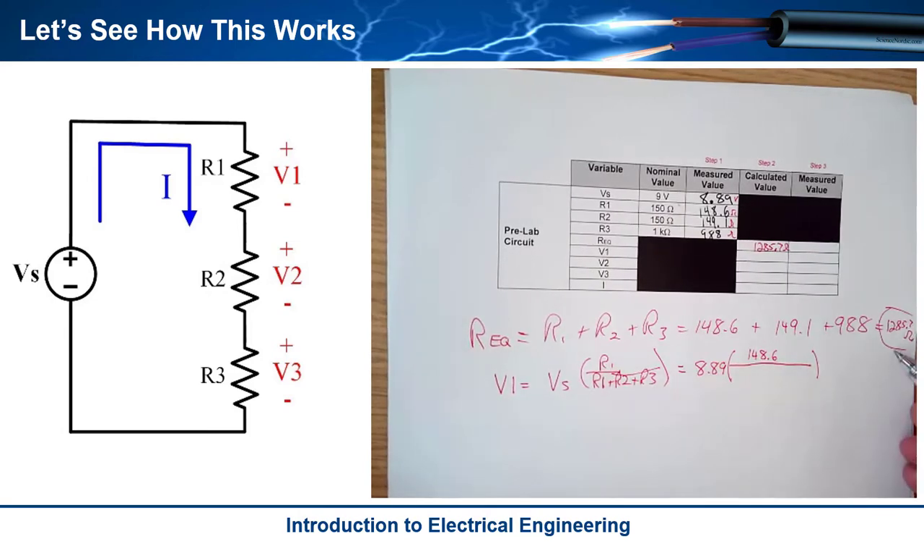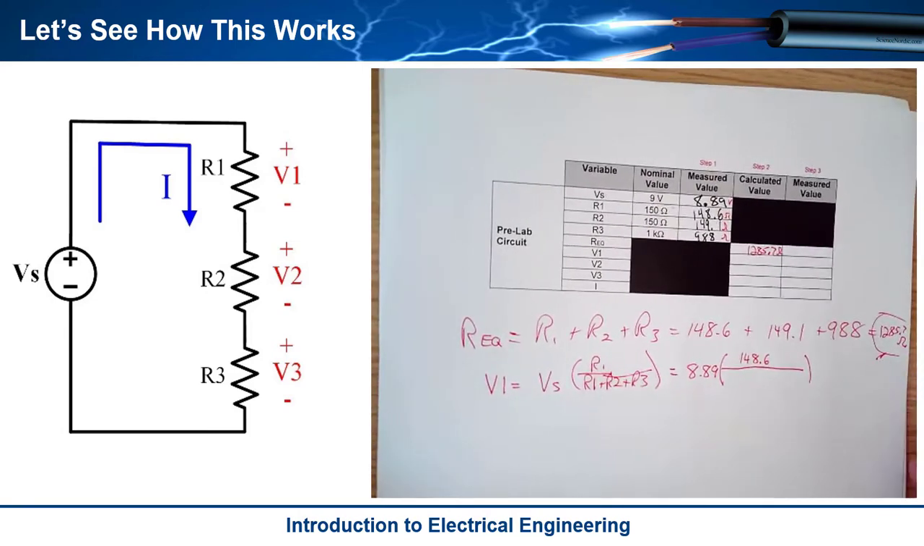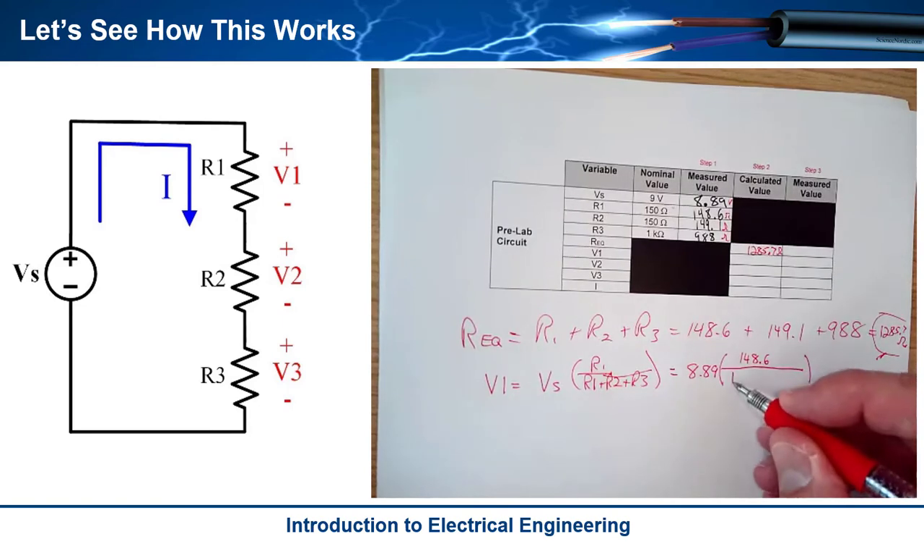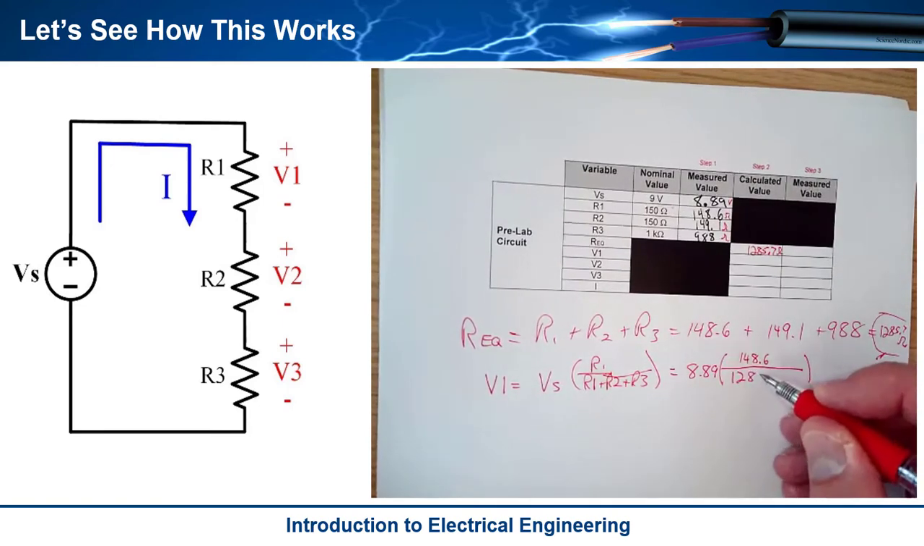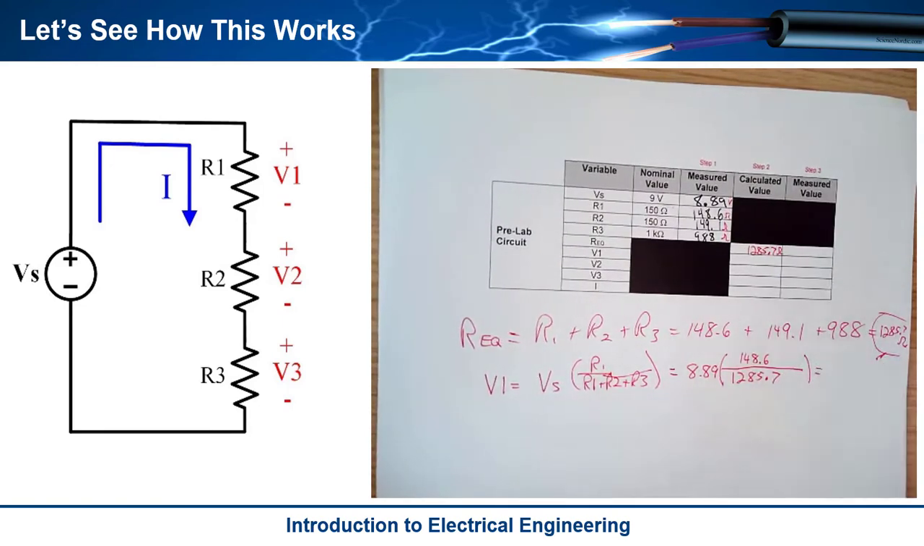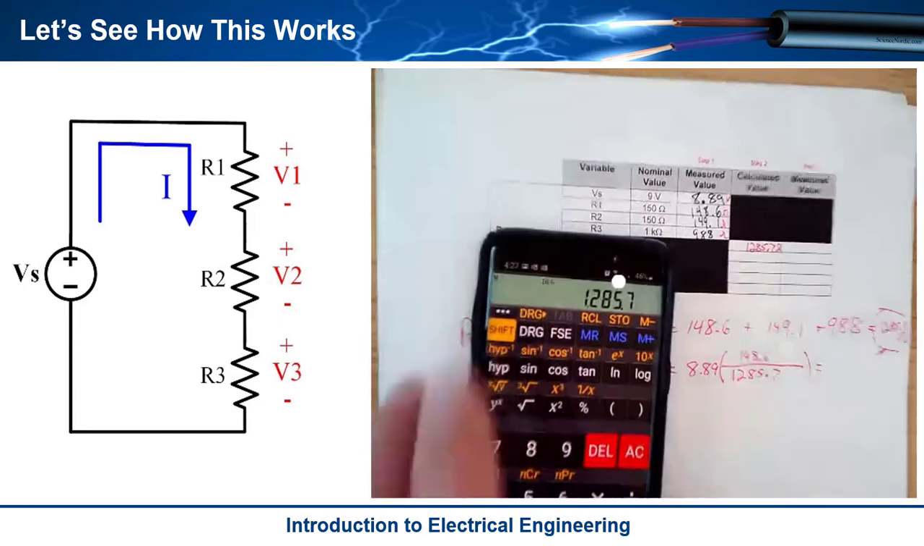Well, if you're okay, I'm just going to use this value right here because we already calculated it. So it's actually over 1285.7. Okay, and that'll make it a little bit easier to calculate. Okay, so here we go.